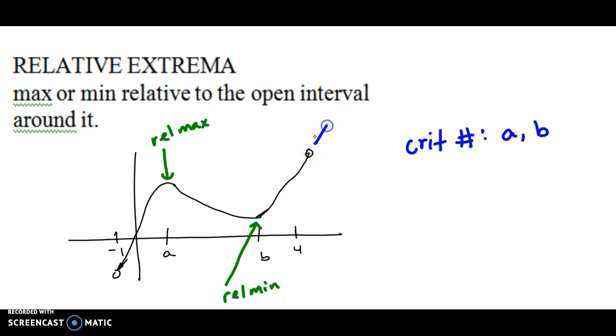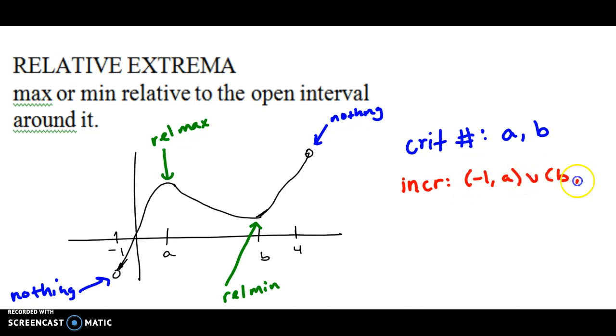Let's also point out that this is nothing. Why? Well, it's an open interval, right? And this is nothing. So we might be tempted to say that these are absolute maxes and mins, but they're not because they're open. And let's also point out where they're increasing or decreasing. That's going to be really important for us, and it's something that you'll be required to do. So it's increasing from -1 to a. Anywhere else? Wonderful. And b to 4.